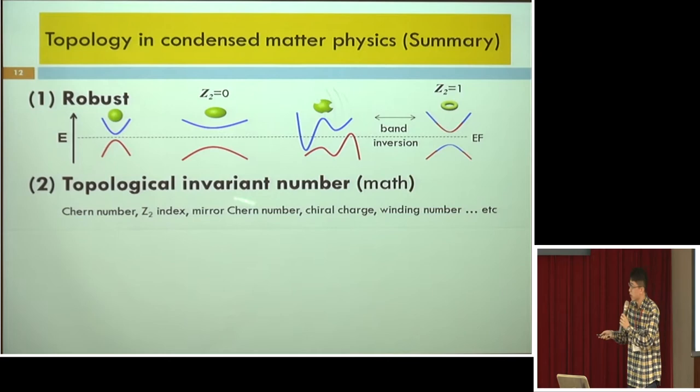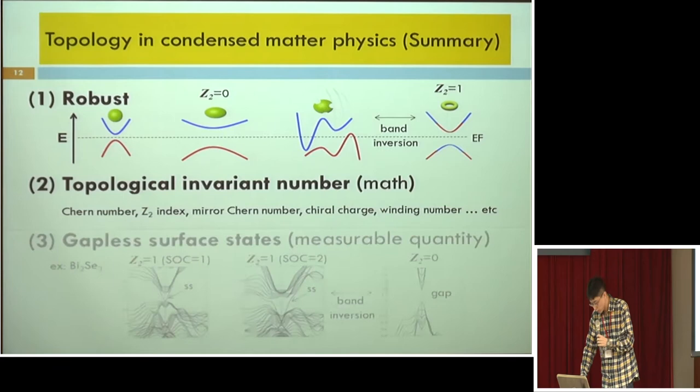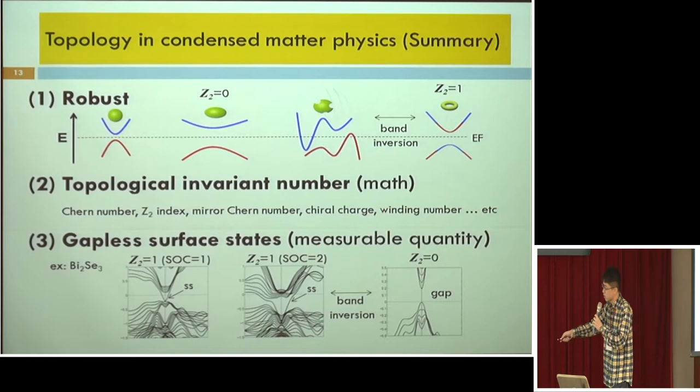Second is we can use the mathematical quantity to distinguish topological phase. For example, we have a Chern number, little index, little Chern number, and so on. Third is the gapless surface state. Here is an example.